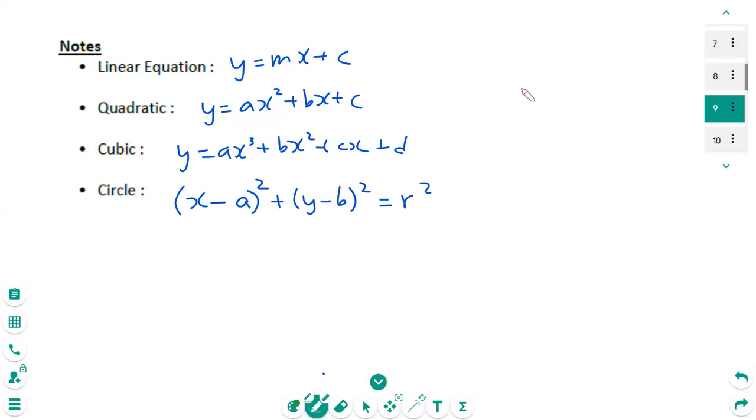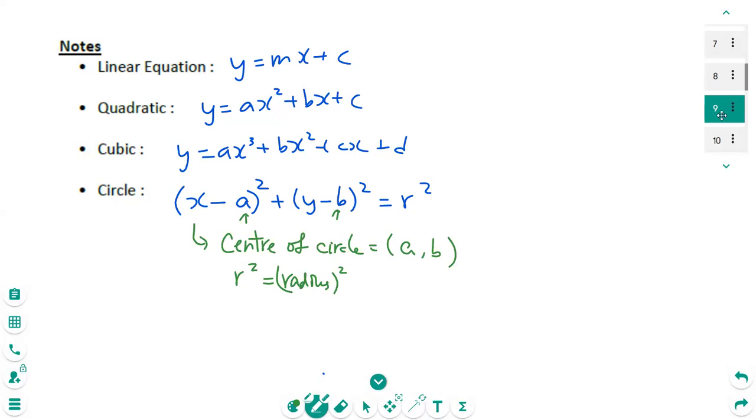So to form an equation of a circle, we'll need two things. The center of the circle is (a, b). Now there must be a minus inside the bracket, okay? And then the radius, so r squared is the radius squared. Okay. Right, so we're going to do this. Let's have a look.